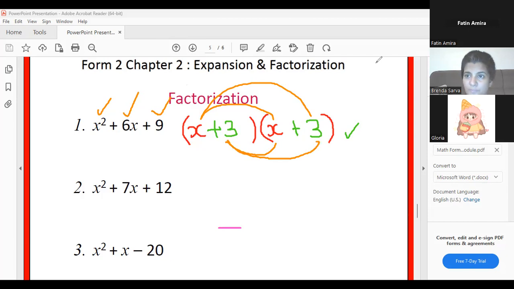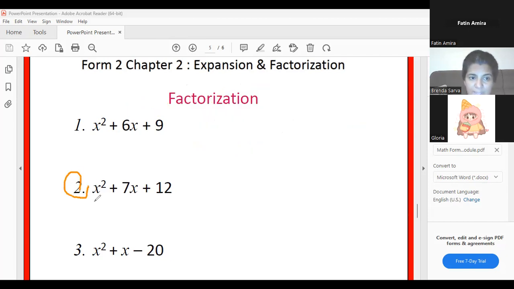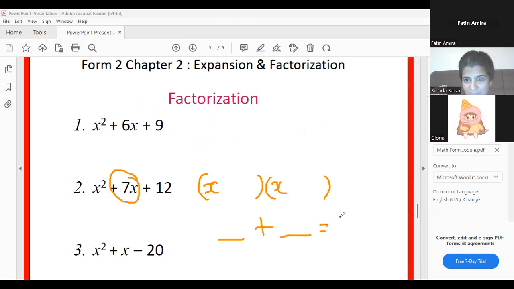All right, let's move on to number 2. x squared plus 7x plus 12. So what we have got to do is put in 2 brackets, girls. Okay? And now put your x first, because x times x is going to be x squared. You know your x. Now you have to figure out what plus what is going to be the center part, which is going to give you 7.